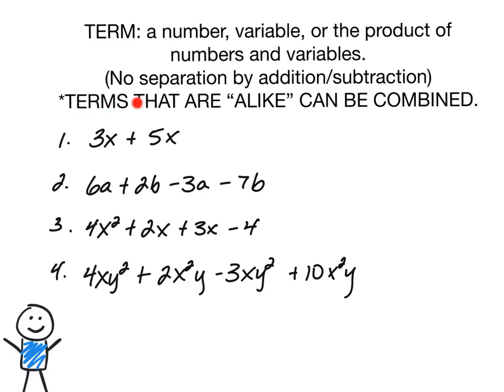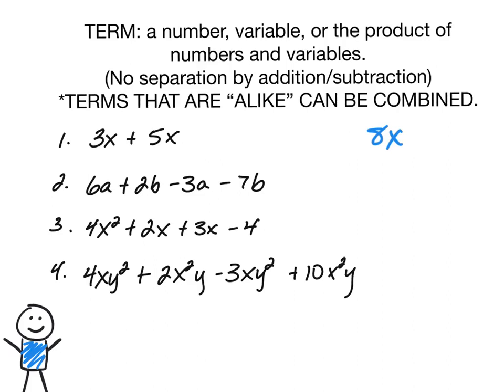And this says up here that terms that are alike can be combined. Alike means they have the same sort of combination of variables. For instance, 3x plus 5x, those are both like terms. They both have an x value. So I can take 3x's plus 5x's and it will give me a result of 8x. We just combine like terms there.